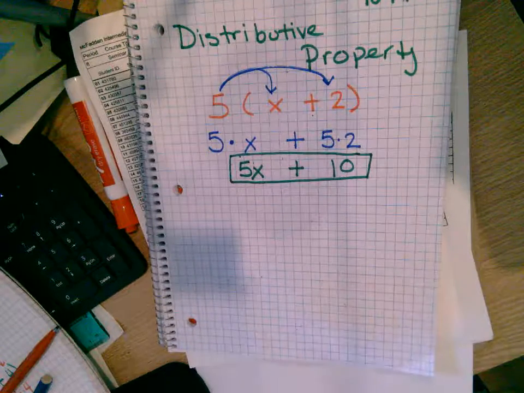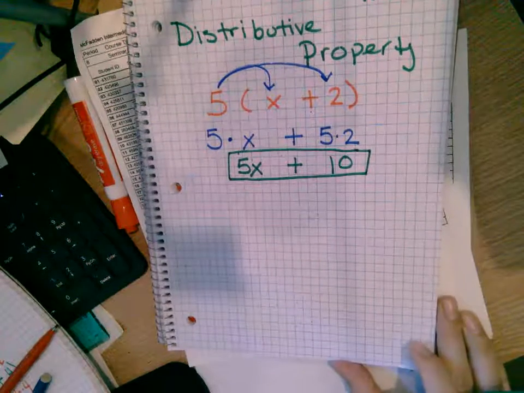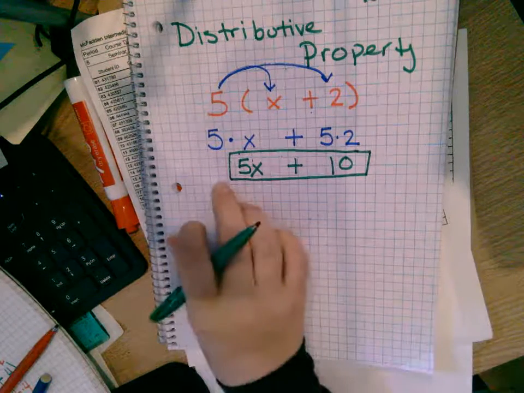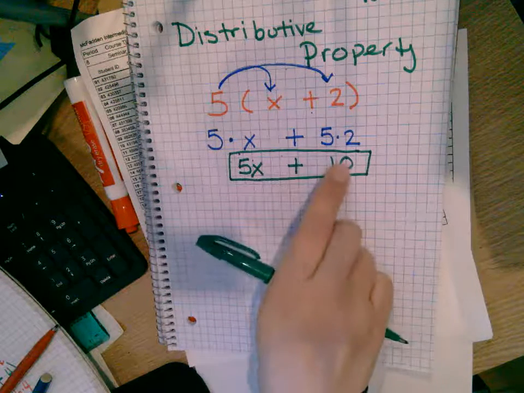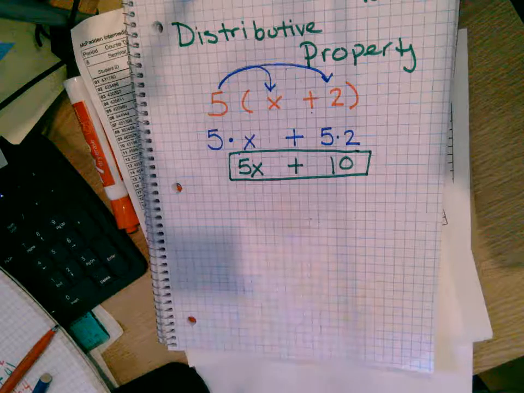Okay, Ricardo, thanks for joining us now. Make sure you copy this down and pay attention. So that's our final answer, 5x plus 10. I can't put these two together because the 10 does not have an x on it. So that's it. You're done.